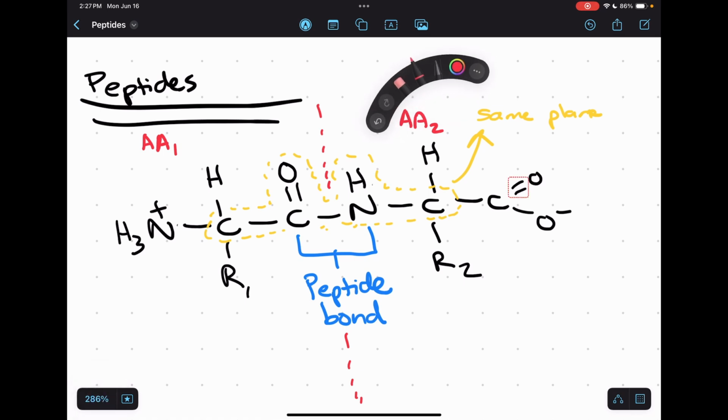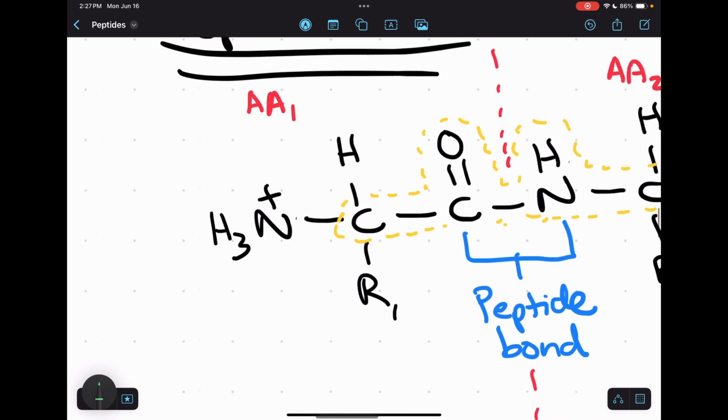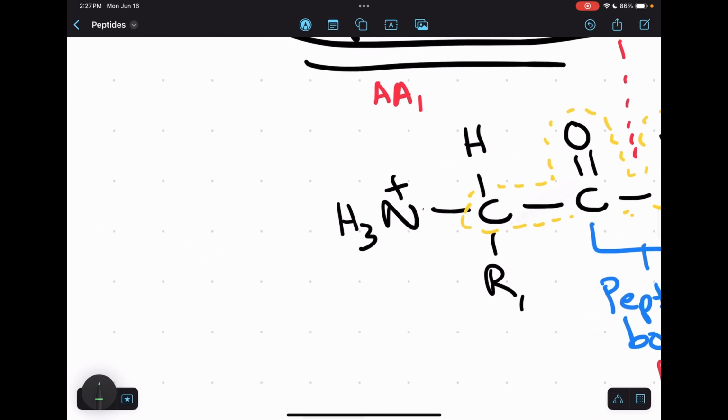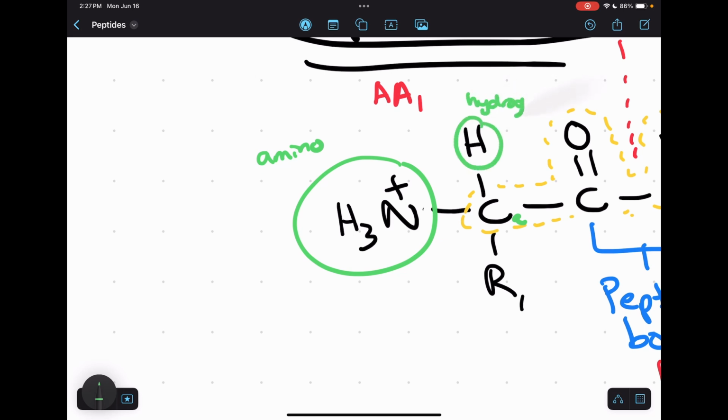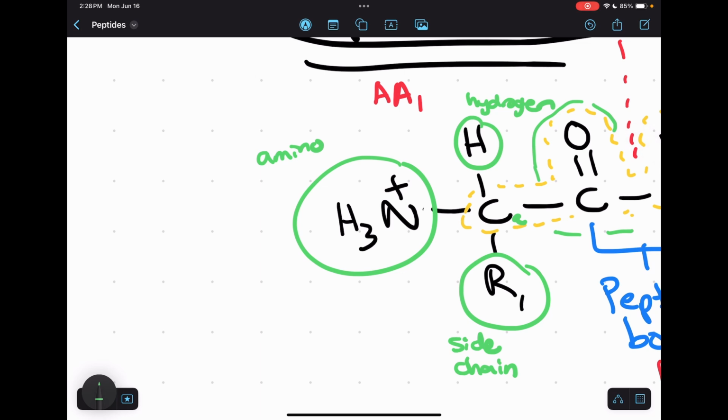So there's a lot going on here, but really we can break it down into the pieces that we know well. Let's just focus on amino acid 1 first. We have our alpha carbon here, we have our amino group right here, we have a hydrogen right here, we have our R group, which is just the side chain. It can be anything. In glycine, it would be hydrogen. So it really depends on what it is. And then we have our carboxylic acid right here. Carboxylic acid.